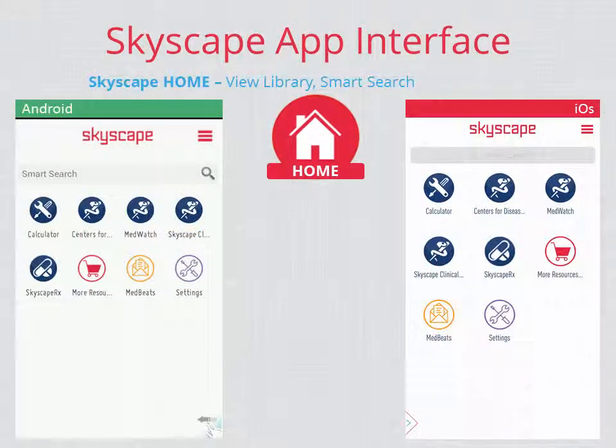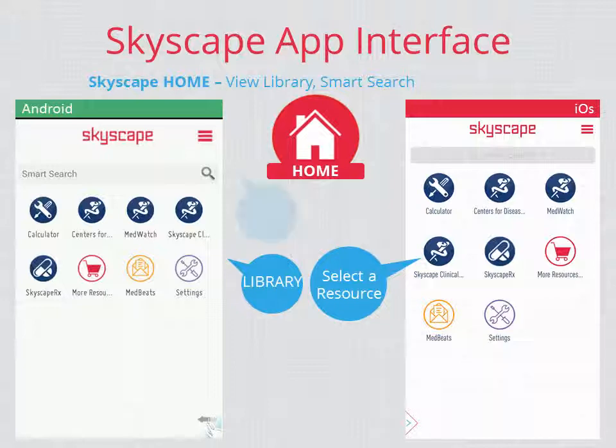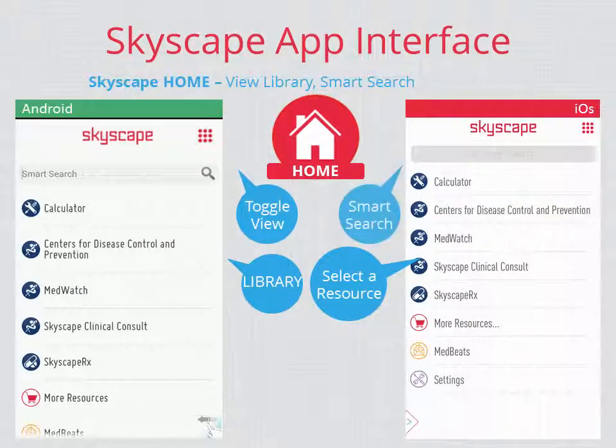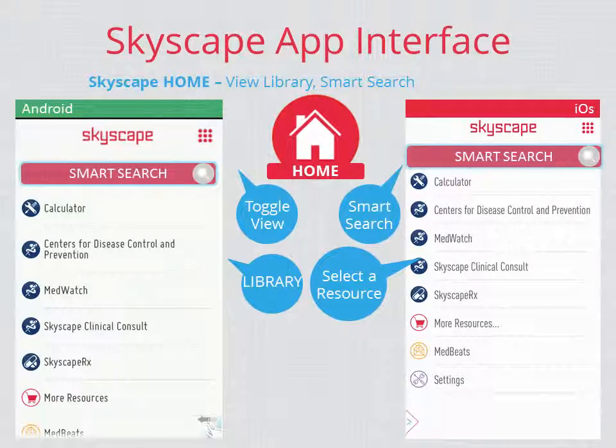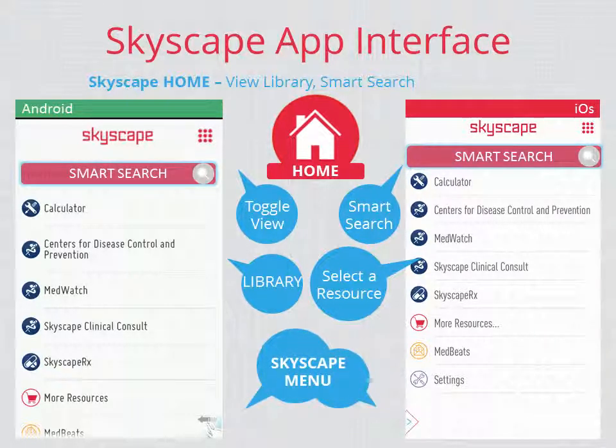When you first open Skyscape, you will be brought to the Skyscape Home. The Skyscape Home contains everything that you have downloaded to your Skyscape app. In the Home, you can view your library, pick a resource or do a Skyscape Smart Search. You can also access the Skyscape menu. The Skyscape menu will allow you to access the other parts of the app.